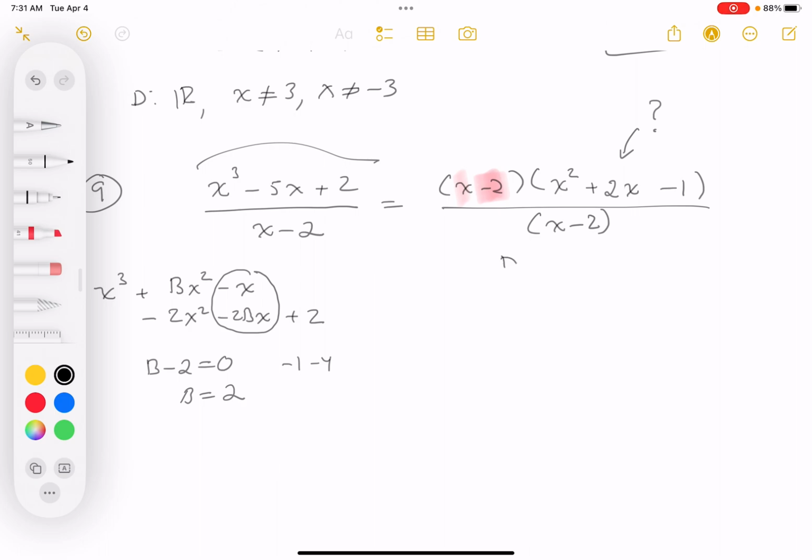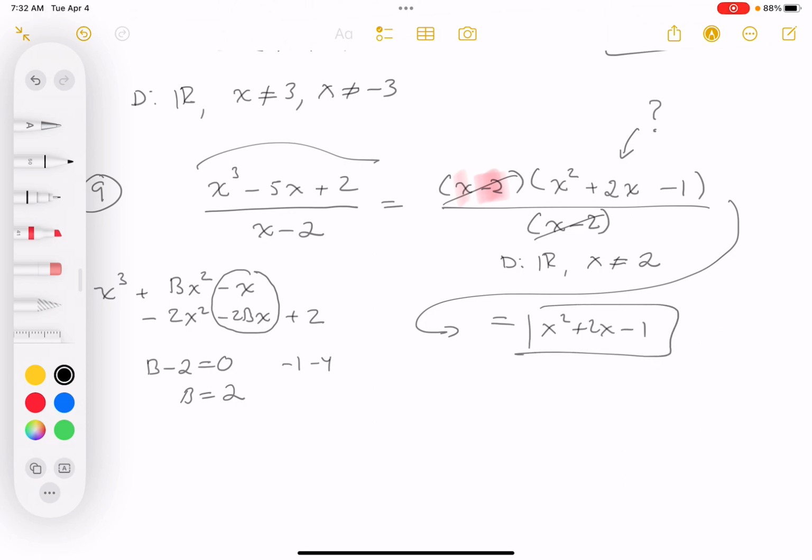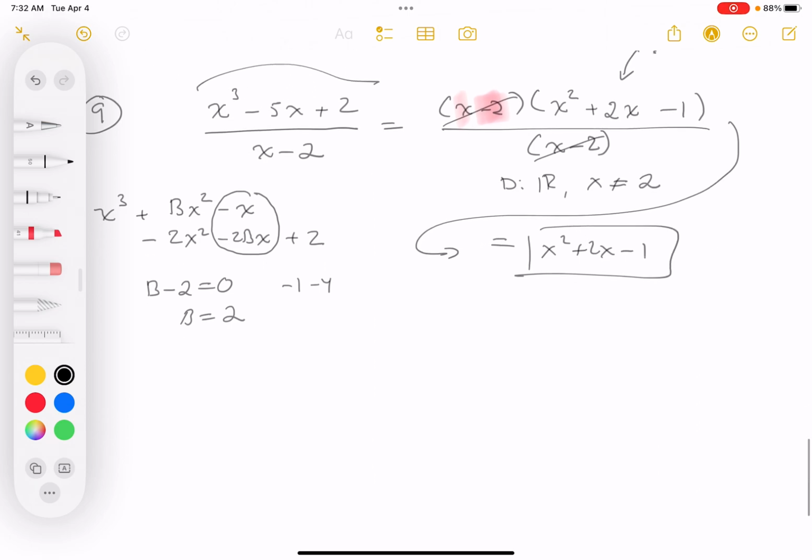All right, let's write the domain down. And what's the domain going to be? All the real numbers, but x cannot be equal to the number 2. All right? Now, what's the reduction going to give me? Well, this cancels off. The reduction here is going to be x squared plus 2x minus 1. All right, I want to show you another way of doing it, which is actually a preferred way, by long division. So let's write this down, x minus 2.